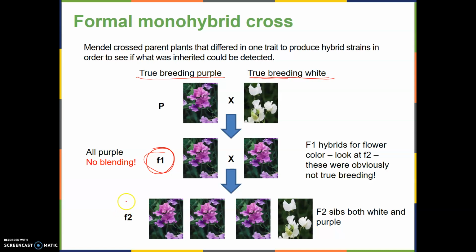So when he crossed two F1s, the F2s gave him mostly purple flowered offspring, but some, in fact around 1/4 every time he did this, and he did this many, many times, around 1/4 of the offspring in the F2 generation were white.